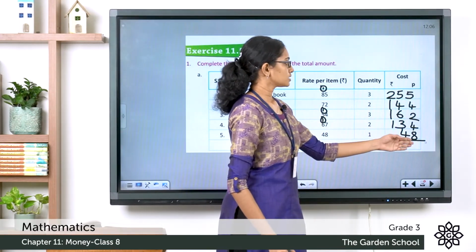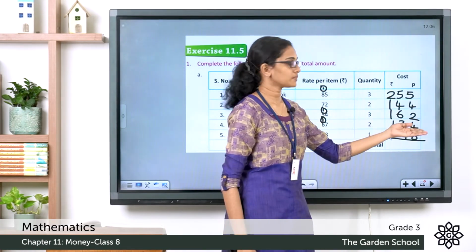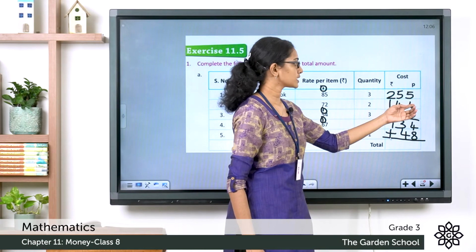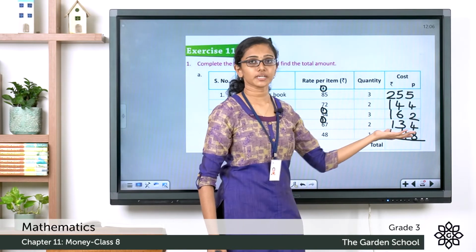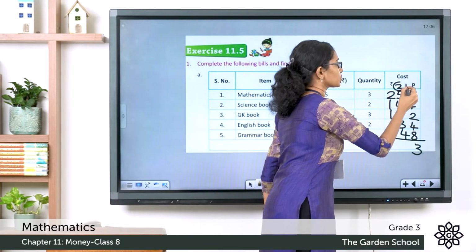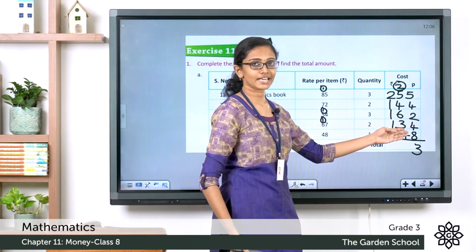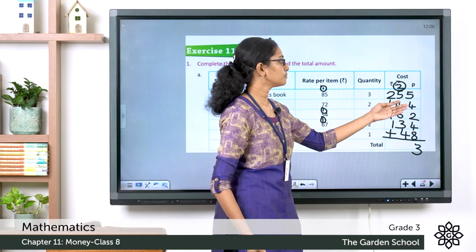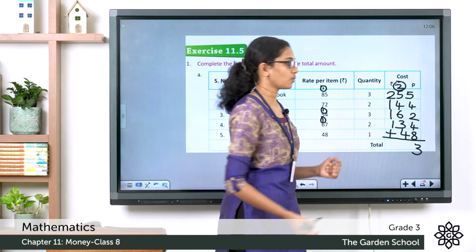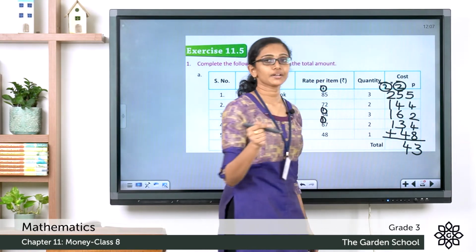Now starting from here, let's do the sum from the ones place. So 8 plus 4, 12 plus 2, 14 plus 4, 18 plus 5, 23. So let's write 3 here, carry over 2 to the tens place. Now here we have 4 plus 3, 7 plus 6, 13 plus 4, 17 plus 5, 22 plus 2, 24. So let's write 4 here and carry over 2 to the hundreds place.